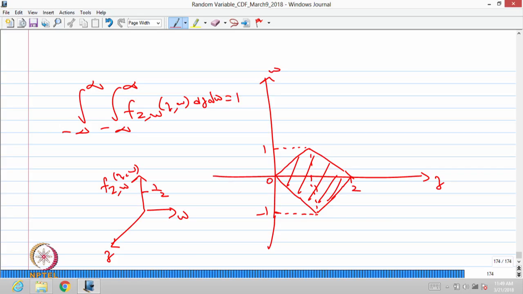So, the volume below that surface, which is 1 by 2 constant over the region where this diagram is shaded, is going to be 1. This type of graphical representation is possible only for a 2-dimensional random variable, not for any n-dimensional random variable, 3, 4 and so on. It is very difficult to visualize. So, this is easy to visualize.